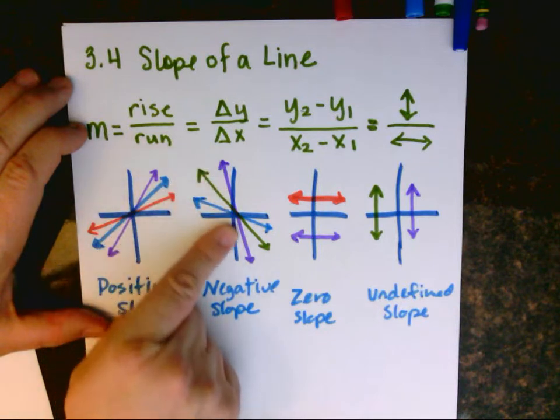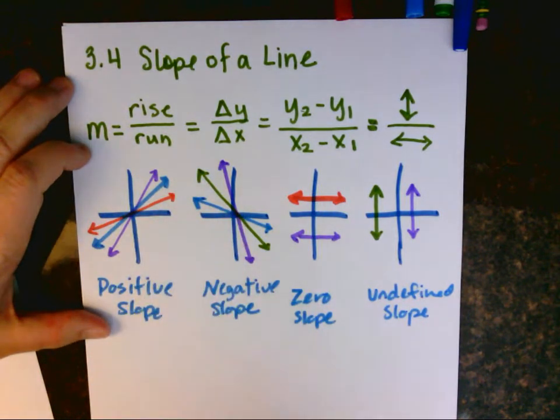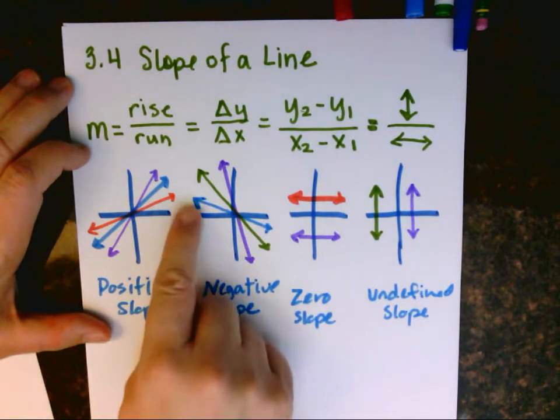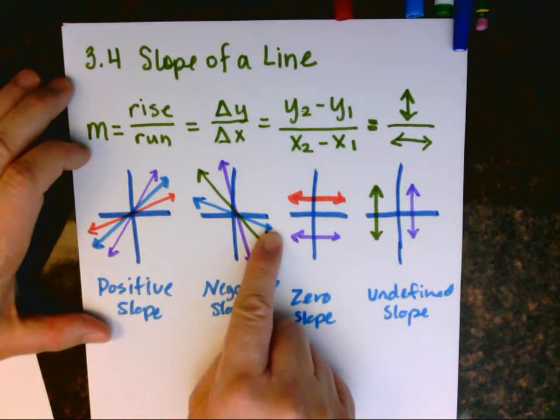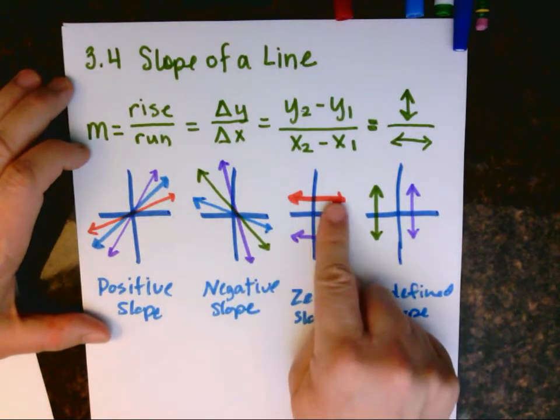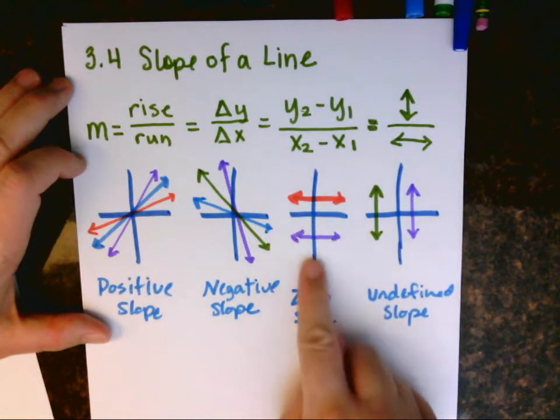The steepest downhill are the ones that I drew 3 examples. They don't have to go through the origin. I just happen to draw mine through the origin. So this is negative slope. If from left to right, the line is going down, it has negative slope. These lines are flat. This is like running on a flat surface, and it has 0 slope.